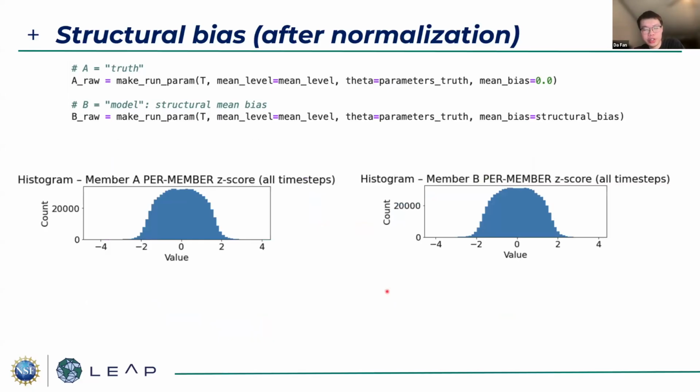And after the normalization, here we choose a specific normalization method called per member normalization. We use member A's z-score to normalize member A, and member B's z-score to normalize member B. As you can see, their normalized fields show a Gaussian distribution.